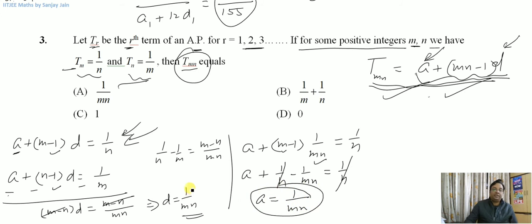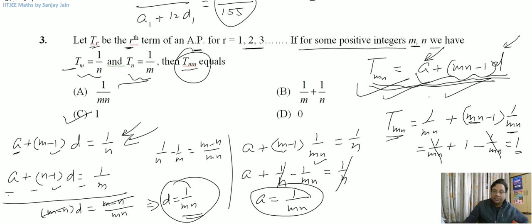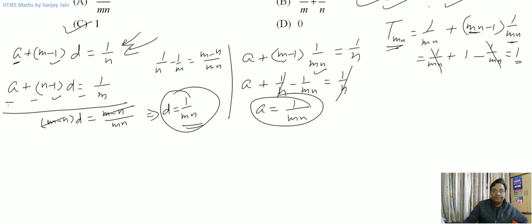So a is 1 by mn, d is 1 by mn. I need to find Tmn. So Tmn will be equal to 1 by mn plus mn minus 1 into 1 by mn. So it is 1 by mn plus this multiplied by this is 1 minus 1 by mn. So it gets cancelled here. So T of mn is equal to 1. That is option C, right? So the correct answer is option C here.